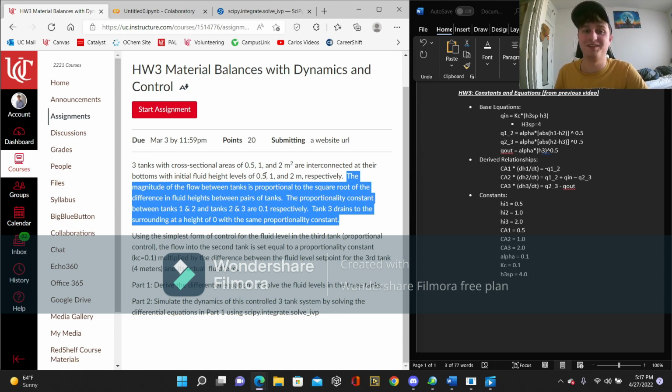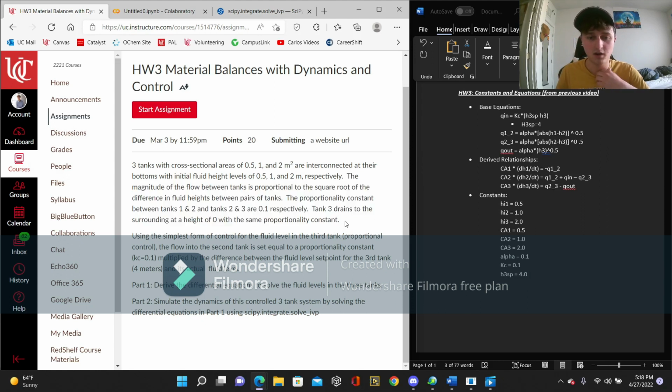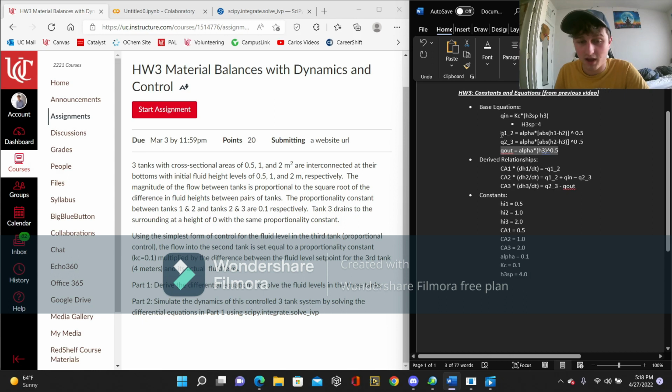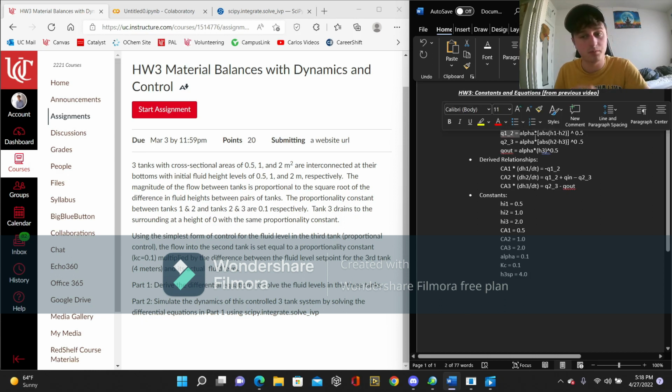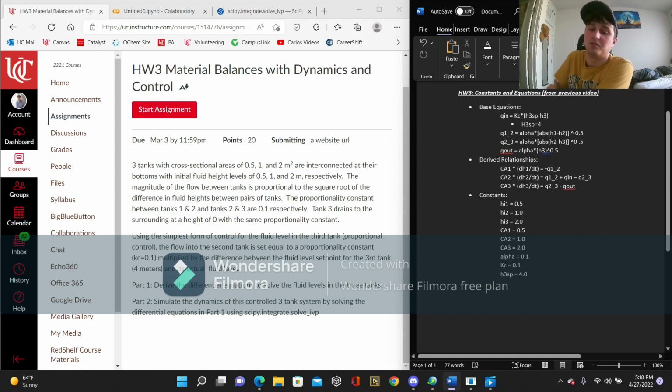What all of this means, it's a lot of words for three sentences, but the magnitude of the flow, Q12, is proportional to the square root, which we're going to see, of the difference in fluid heights between pairs of tanks. We have the proportionality constant, which is alpha, which is 0.1, and we have tank 3 drains with the same proportionality constant. Okay, so let's unpack what we saw. So we have our flow rate between tanks. It is proportional using alpha. It is the square root of the difference in fluid heights between pairs of tanks.